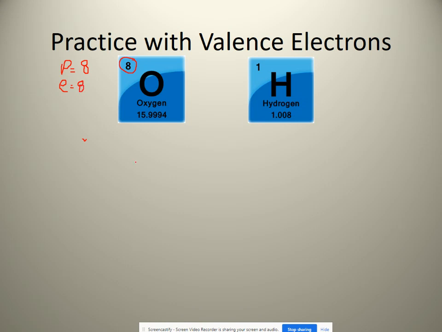Now we want to find out how many valence electrons. I am going to draw oxygen down here. Once again, I'm going to change my pen color so that you guys can see a contrast. And so I'm going to start with my nucleus, and it's going to have 8 protons. Okay. Then I'm going to have my first energy level.